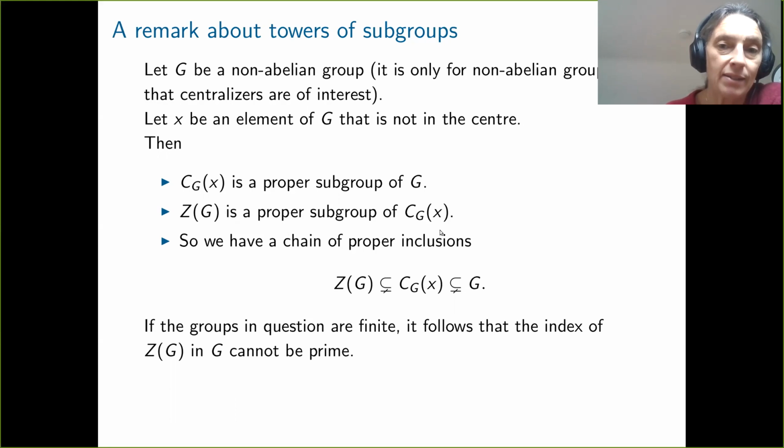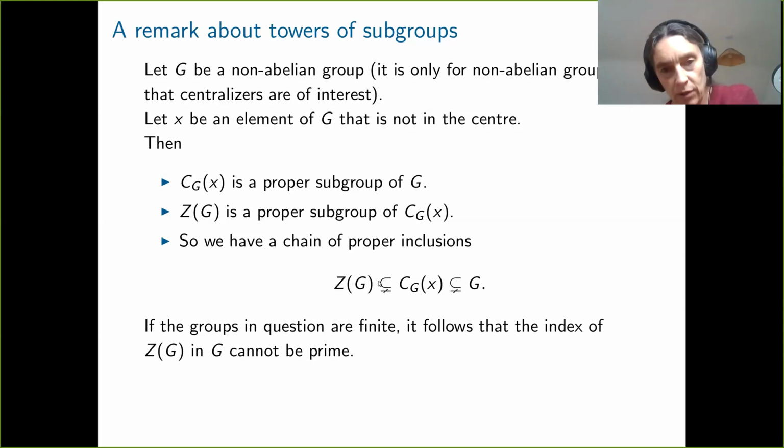And the reason for that is that we know that X belongs to its own centralizer, but X is not in the center. So there's at least one element that belongs to the centralizer of X, but doesn't belong to the center of G. So it means that we have this chain of proper inclusions. We've got the center of G. It's a proper subgroup of the centralizer of X, and that's a proper subgroup of G.